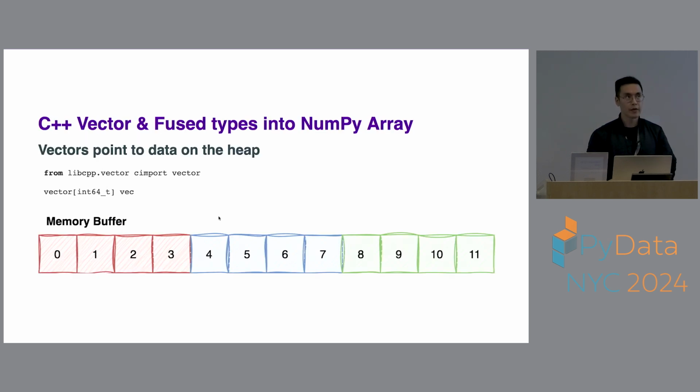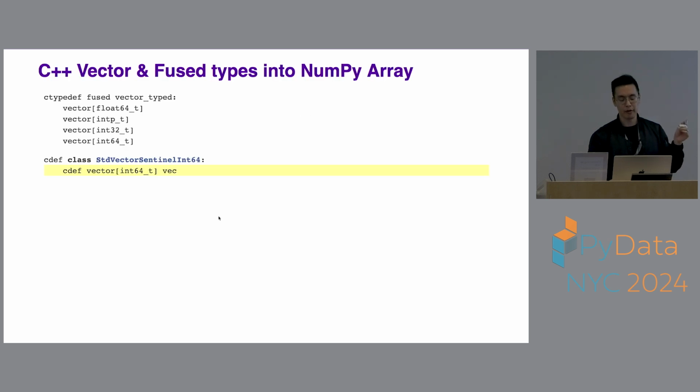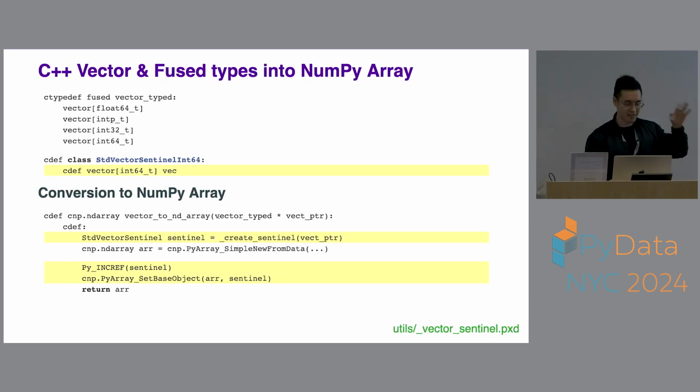For a fused type, you can also have a vector of a buffer. You have a vector in C++, and you can return it as a NumPy array by wrapping it in a Sentinel. That means you can write a vector and then return a NumPy array that's a view into the vector using a Sentinel. I won't go into detail, but this is the idea. So it's very nice: you can work in C++ vectors and then return a NumPy array.